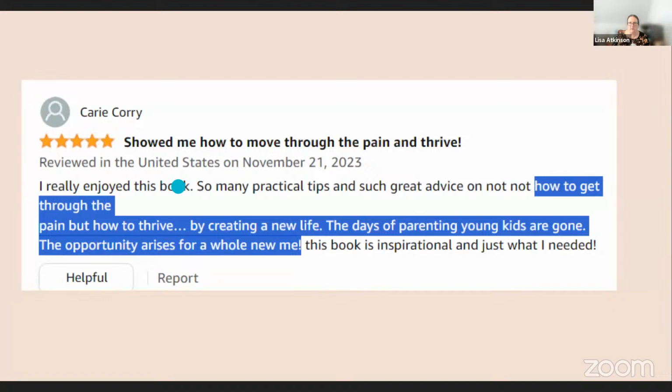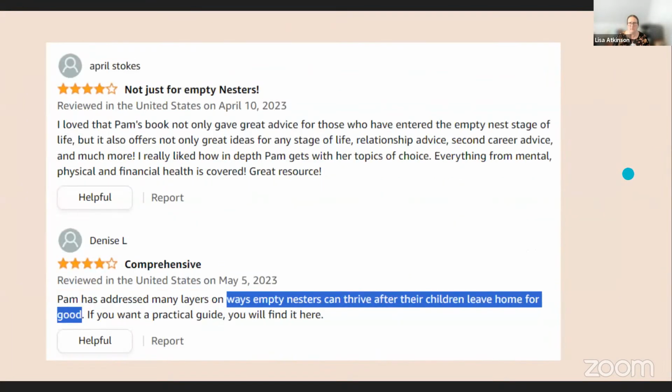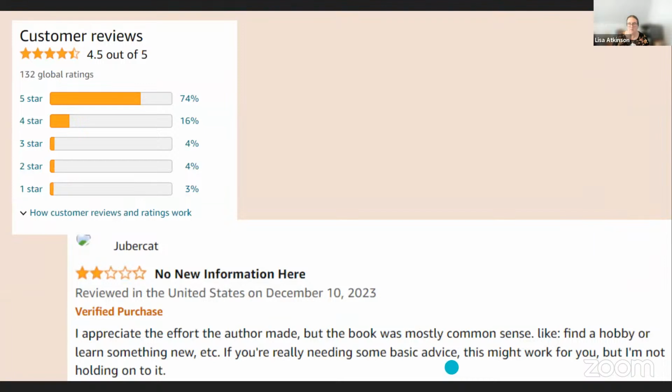I really enjoyed this book, says this review. So many practical tips and great advice on not how to get through the pain, but how to thrive by creating a new life. Those days of parenting young kids are gone. The opportunity arises for a new me. This book is inspirational and just what I needed. So hopefully you can see ways empty nesters can thrive after the children leave home for good. There's lots of great stuff here.